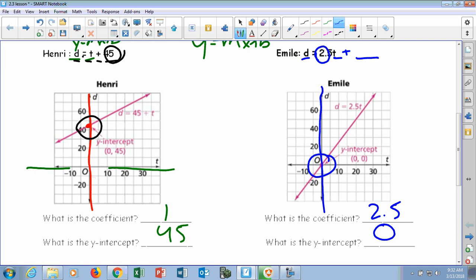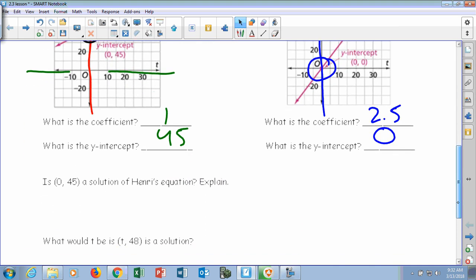Okay, so if we go on, is 0, 45 a solution of Henry's equation? Now they're asking us, is that exact coordinate, 0, 45, on Henry's equation, or on his graph? Stephanie? Yes, why do you think so? Yes, because what?